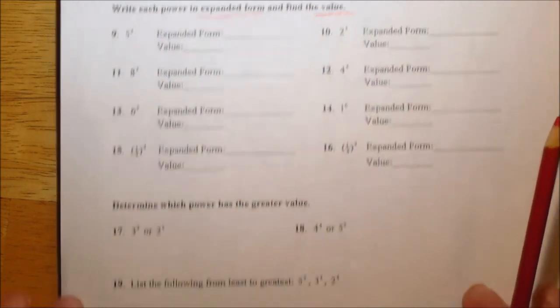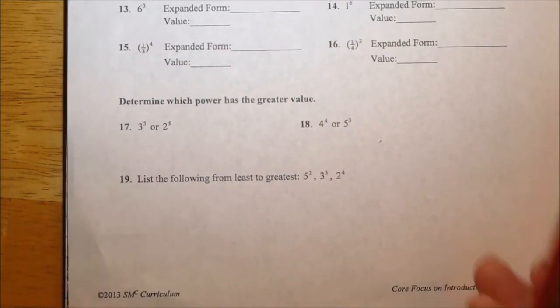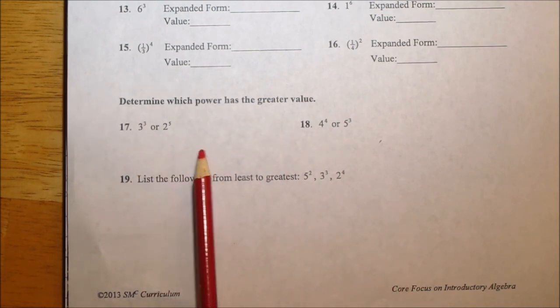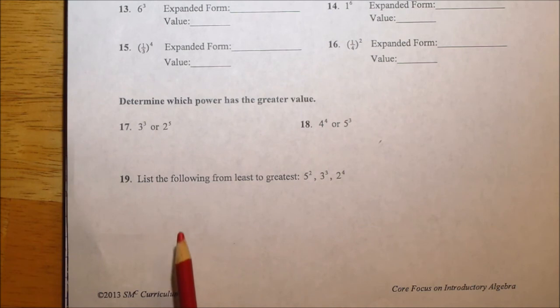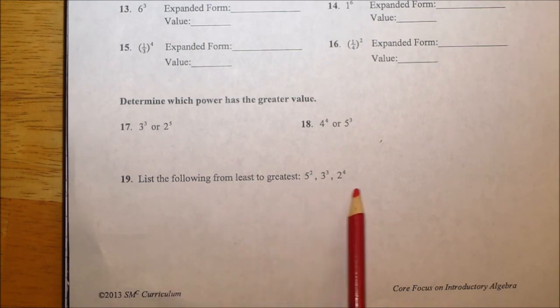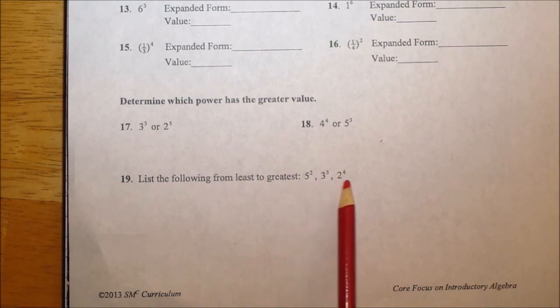Okay, and then at the very bottom, it's asking you to determine which power has the greater value. You'll show your work so you can tell on each one of those. This last one says list the following from least to greatest. It's the same as determining which has the greater value, really. You have to show your work for each one of these powers, expanded form and value, and then you'll be able to list these powers from least to greatest. All right, that's all there is to the worksheet.